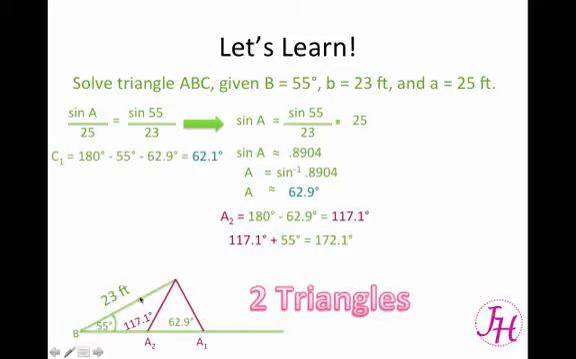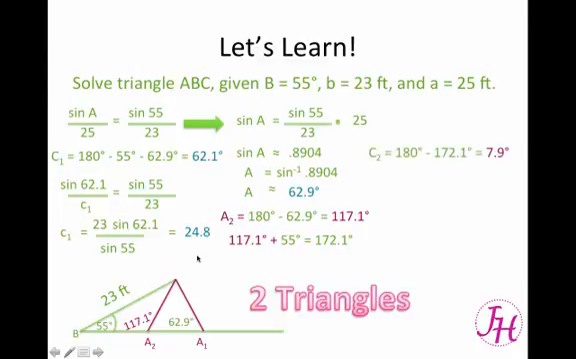So to find this angle right here, this C sub 1, we subtract 180 minus the other two angles, and we get 62.1. So right now we're focused on this bigger triangle here. This is our triangle ABC sub 1. And then we solve for side C using our law of sines. So these are the three answers for the large triangle. This should really say A sub 1.